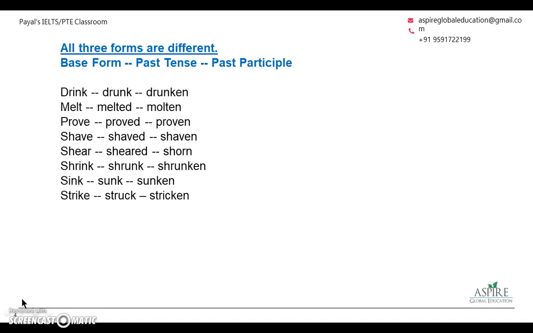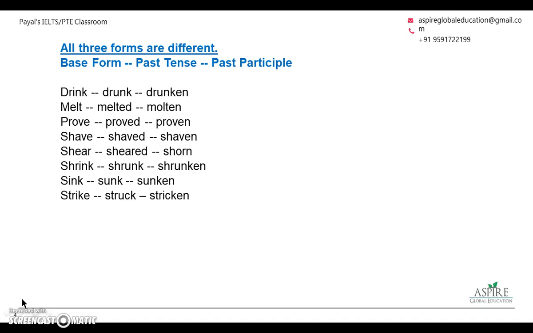So there are few other words where all three forms are different. Drink, drunk, drunken, melt, melted, molten, prove, proved, proven. Now, where is this third form used? Past participle. It is mainly used when you are talking about, for example, present perfect. She eats food. She has eaten food. So, eaten is the past participle form, right?